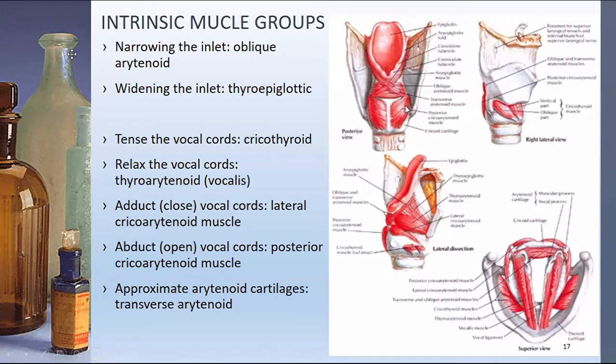This one, it's the paired muscle here. And the transverse arytenoids, which approximates the arytenoid cartilages. This one, it's below the crisscrossing oblique arytenoids. We have the transverse arytenoids. Okay? Again, orient yourself to the image and just review the picture later on.